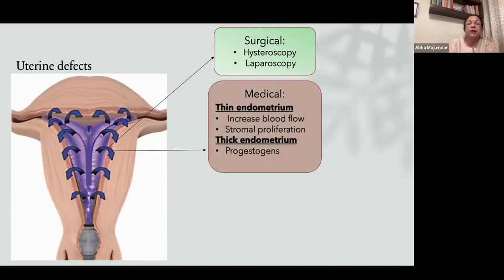Then we come to medical treatment. What is a medical treatment we can give to the uterus or to the endometrium? Thin endometrium, thick endometrium. And surgical, I did not talk. I just said laparoscopy is used, but sometimes we also use medical treatment to reduce diffuse adenomyomas, to bring the size of the uterus to optimal size for implantation. But then in medical treatment, we go for mainly endometrial thickness. And if it is thin, then we have two formulas: increase blood flow and increase stromal proliferation. For thick endometrium, you have to give progestogens to bring it down to normal.